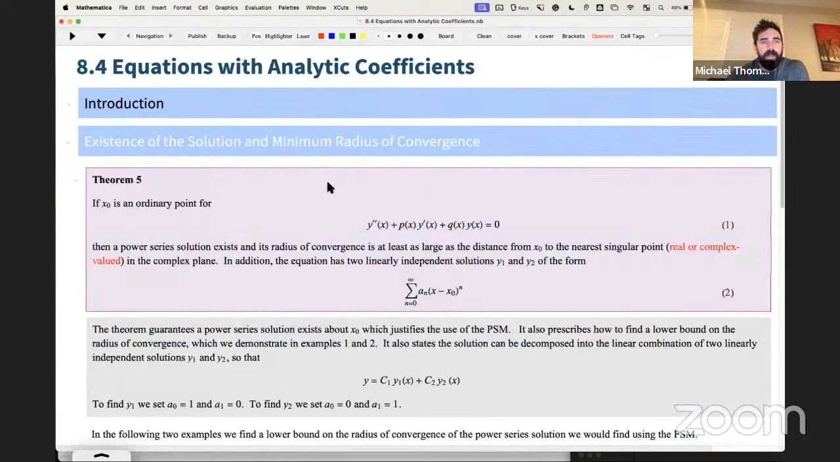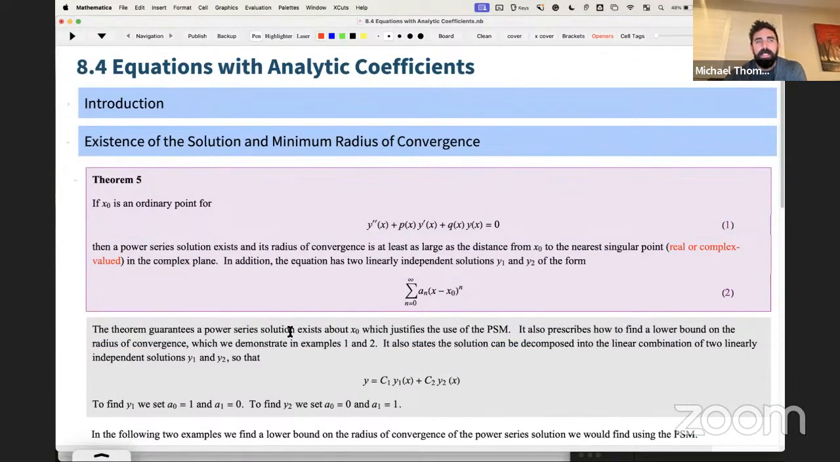So here's the theorem. I'm not going to go into the theory behind it, but basically it says that if x naught is an ordinary point, and this is for a second order equation, so that means p of x and q of x are analytic at x naught, then a power series solution exists, so we can use the power series method. And its radius of convergence is at least as large as the distance from the center x naught to the nearest singular point. Now, in order for this theorem to work, we have to look at singular points that exist in the complex number plane.